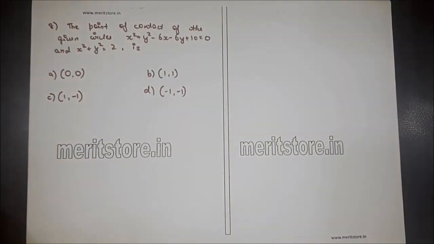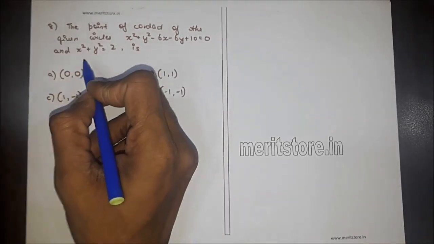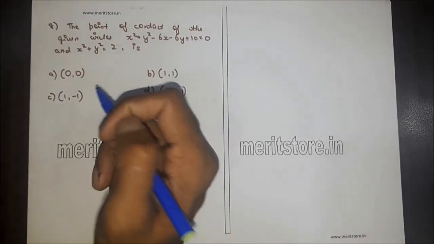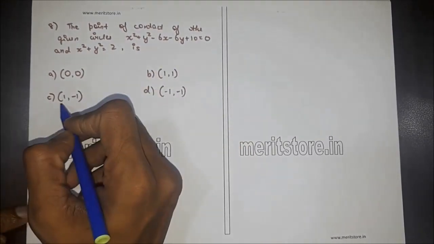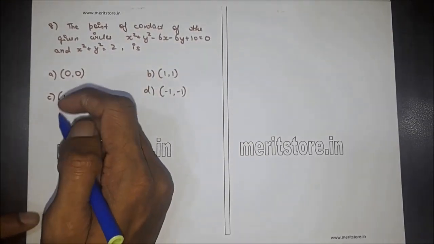Question 8. The point of contact of the given circles x square plus y square minus 6x minus 6y plus 10 equal to 0 and x square plus y square equal to 2 is, we have four options: A 0, 0, B 1, 1, C 1, minus 1 and D minus 1, minus 1.